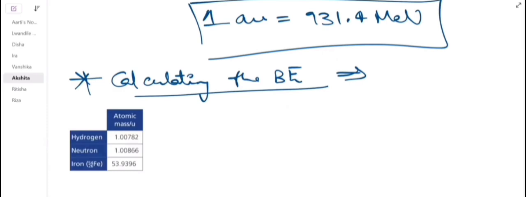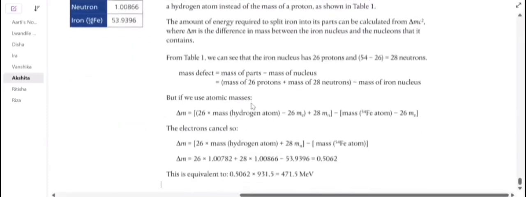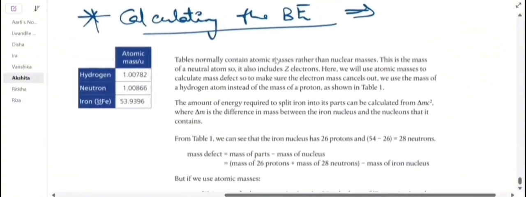At how much binding energy it does have. Fine. So check. Basically, the table contains atomic masses rather than the nuclear masses. So this is the mass of the neutral atom, and it includes the Z electrons.